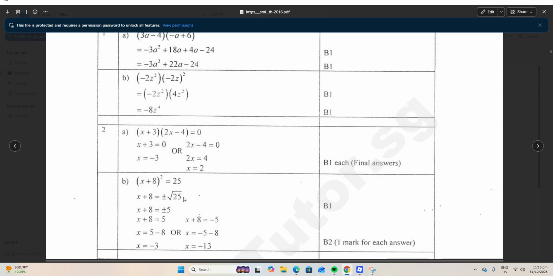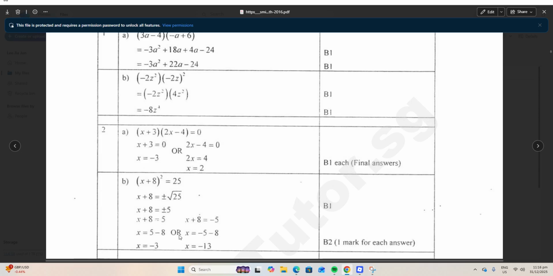Why? Because we have learned that when you square something, negative times negative will give you positive, positive times positive will give you positive. So 25 here is positive, right? We don't know what it originates from. It can originate from a positive number or a negative number, right? So we have to put plus minus. So plus minus suggests x plus 8 is 5, or x plus 8 is negative 5.